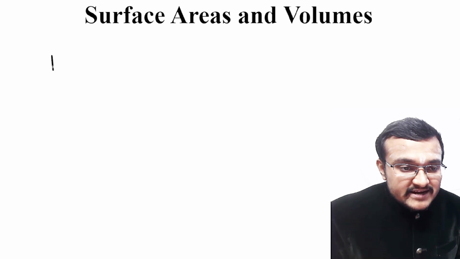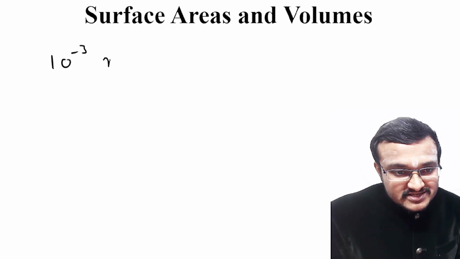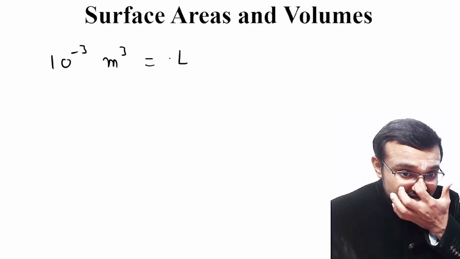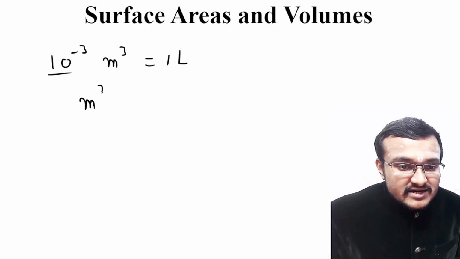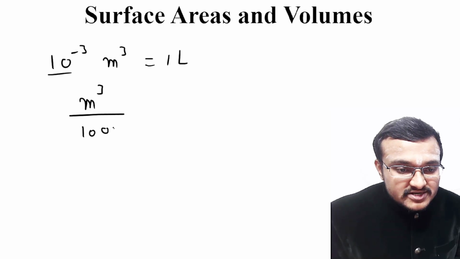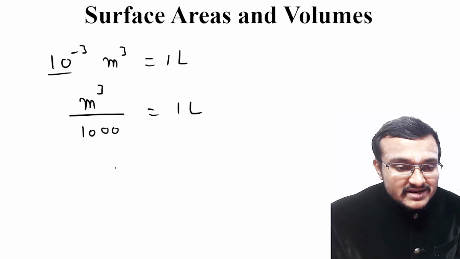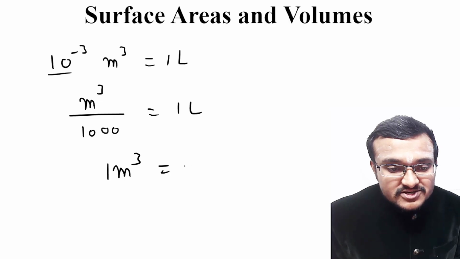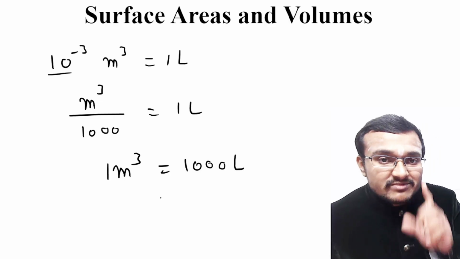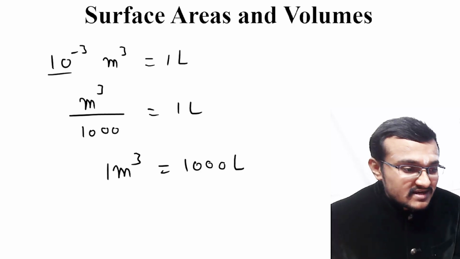Now we have to find out for 1 meter cube how much it is. So 10 power minus 3 meter cube is equal to 1 liter. This 10 power minus 3 means meter cube divided by 1000 is equal to 1 liter. So 1 meter cube, if you bring this 1000 to RHS, it will become 1000 liter. So 1 meter cube means it is 1000 liter.